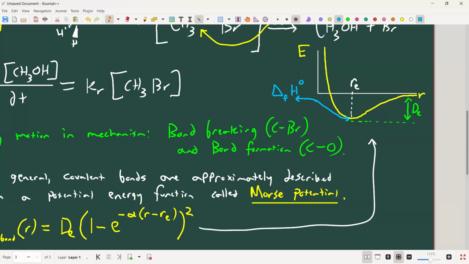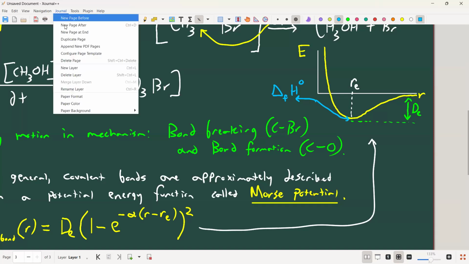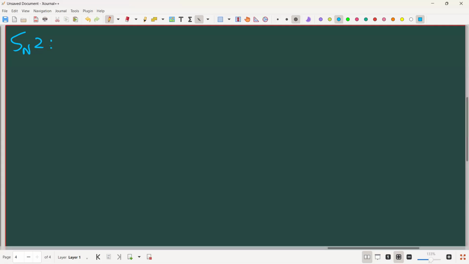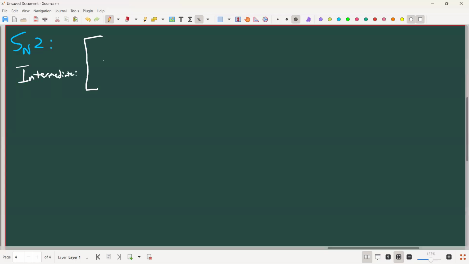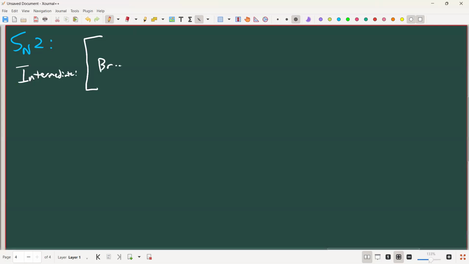Okay, so let's think a little bit about how the energy of the system changes through an SN2 reaction using this idea. In SN2, we actually have two things moving. Remember the intermediate for this system: bromine leaving, and OH coming in.